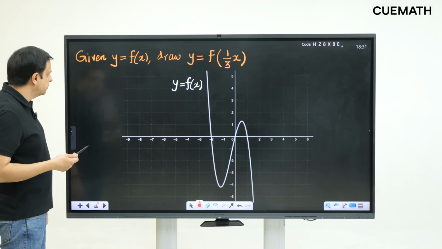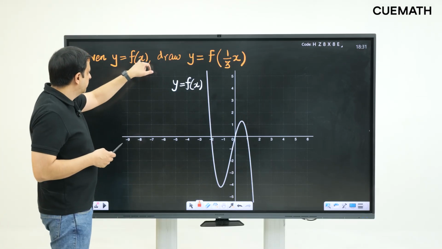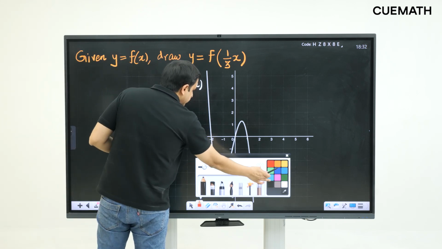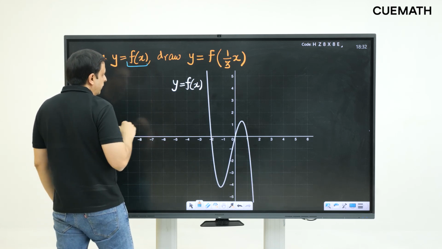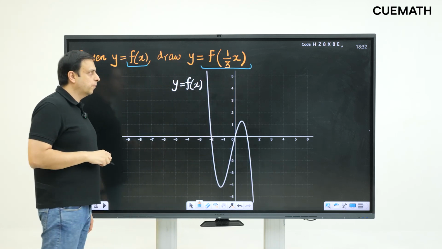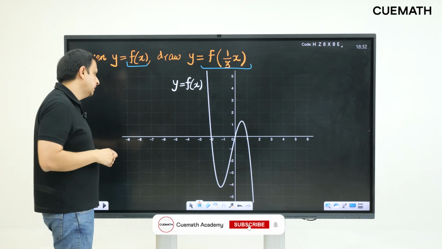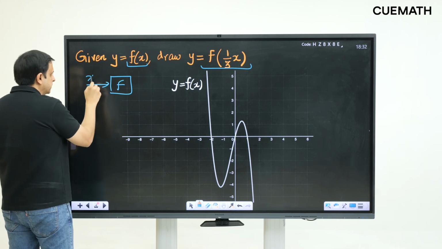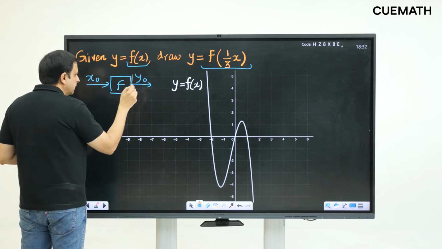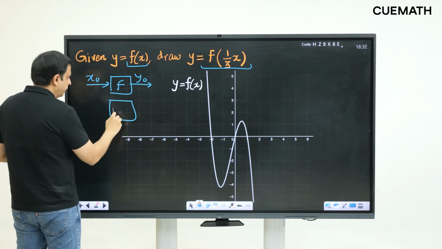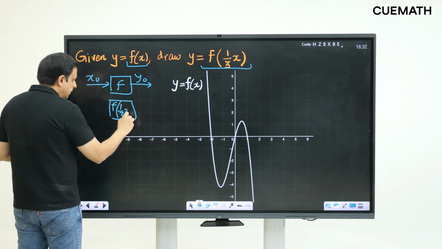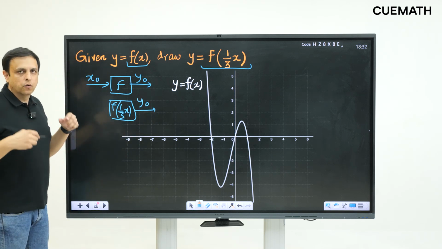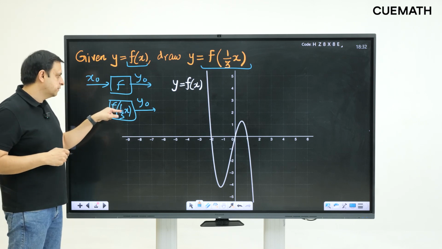Now let's do the other case where instead of multiplying the variable by some constant greater than 1, you are multiplying it with some constant less than 1. So if your original function is f of x, in this case you need to draw the transformed function f of 1/3 x. Once again, think of functions as machines. Your original function f, let's say for some input x naught, produces some output y naught. The new function, f of 1/3 x, for what value of the input will it produce the same output y naught?